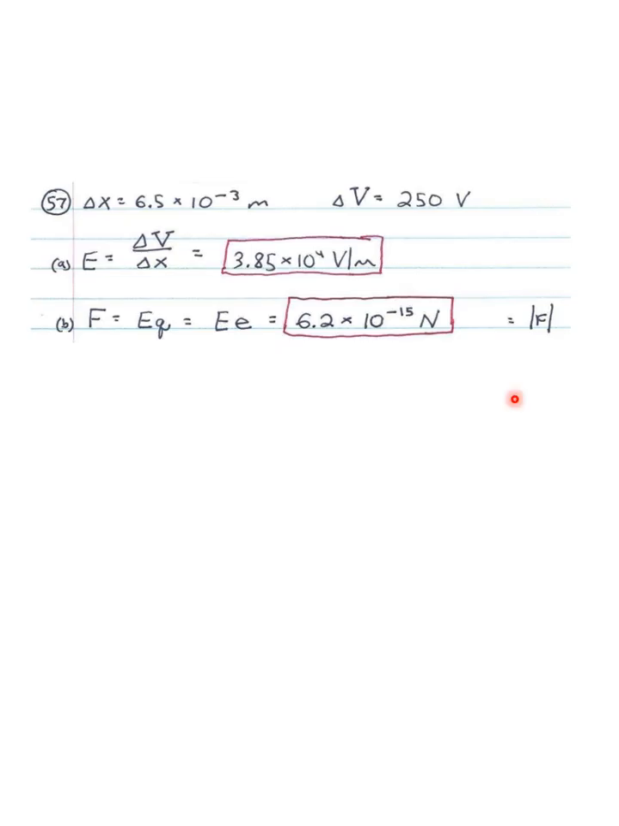All right, electric field is the voltage difference divided by the displacement, or the distance between the two regions. And so you plug in those values, you should get 3.85 times 10 to the 4th volts per meter. By the way, just to remind you, that could also be 3.85 times 10 to the 4th newtons per coulomb.